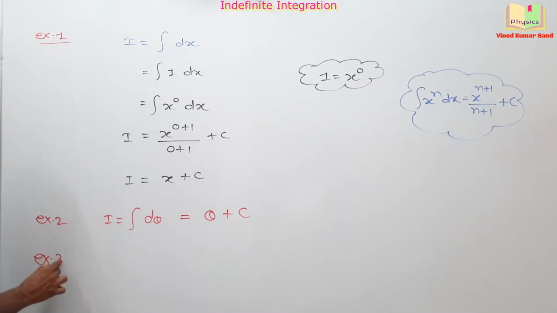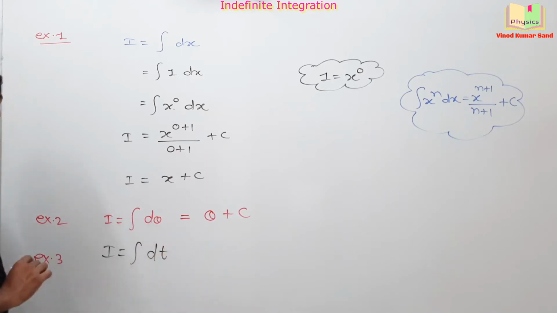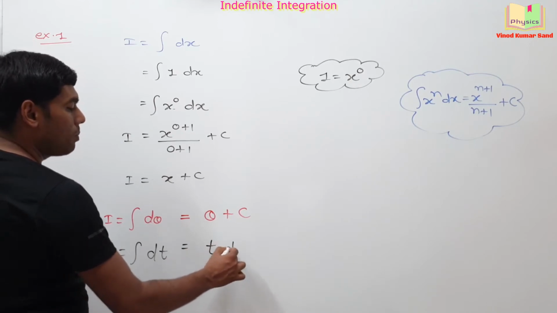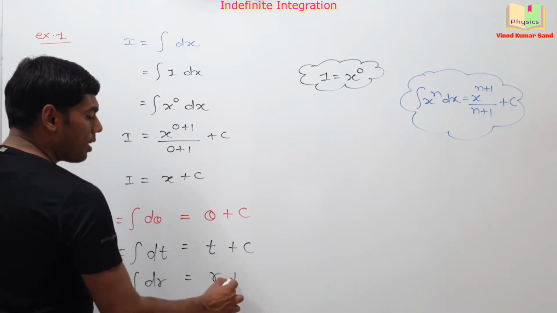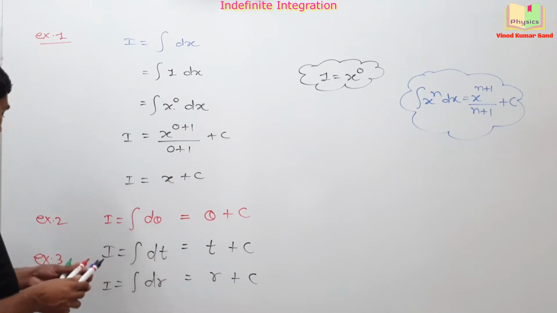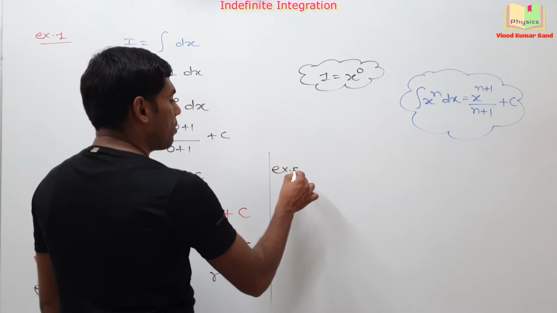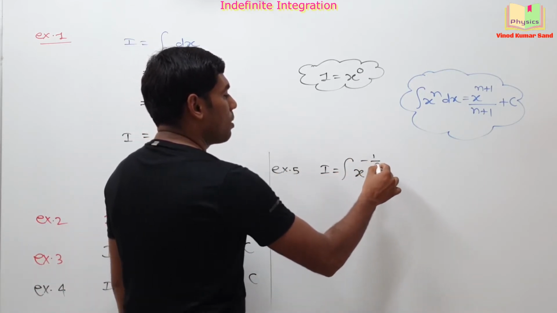Same example can be asked like this, then what should be your answer? Write it in the comment box. It will be equal to t plus c. Okay. Example number 4. If someone gives you integration dr, then your answer will be r plus c. I hope you get this. Fine. Taking up another example here. Example number 5. Let's say you have to operate this x to power minus 1 by 5.